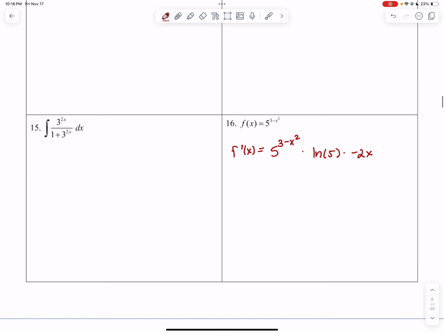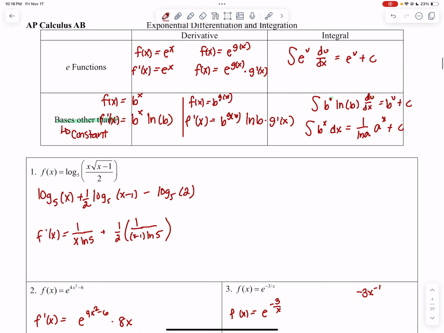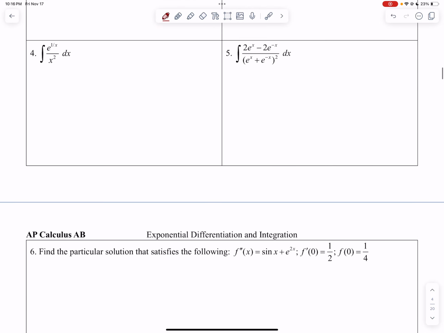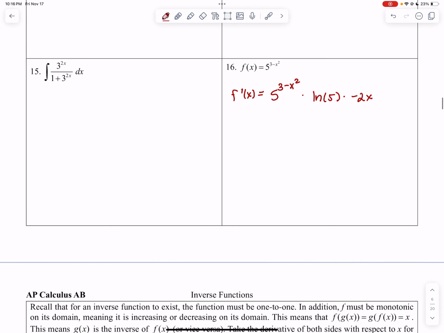All right. So that's the end of the video in terms of exponential differentiation. And once again, not that bad if your base is a constant. So make sure that your base is a constant so that you do all of this good stuff. If you can't, well, then we're going to have to use logarithmic differentiation, which is no bueno.